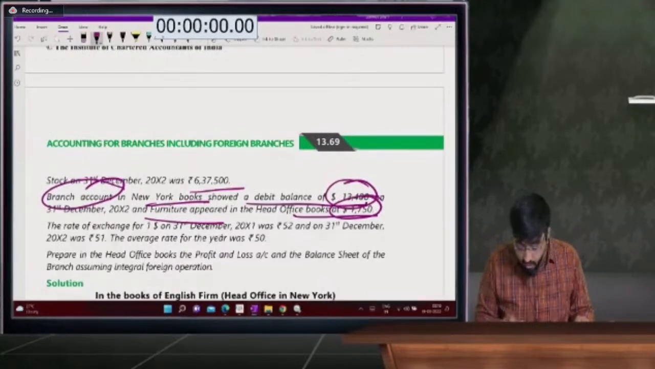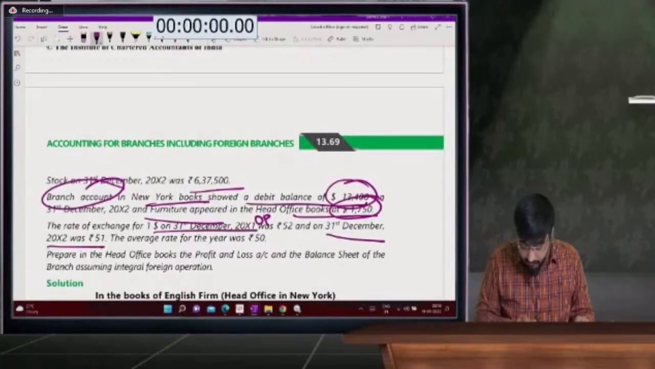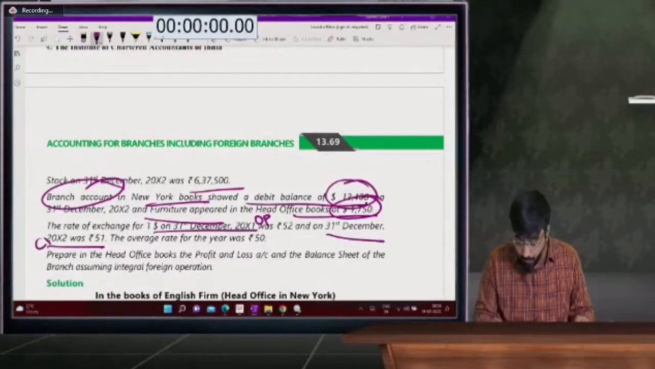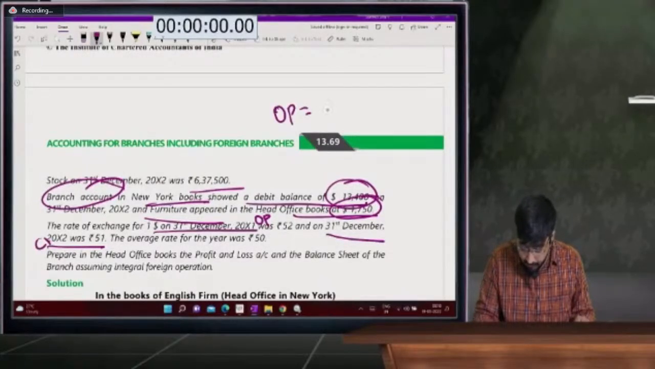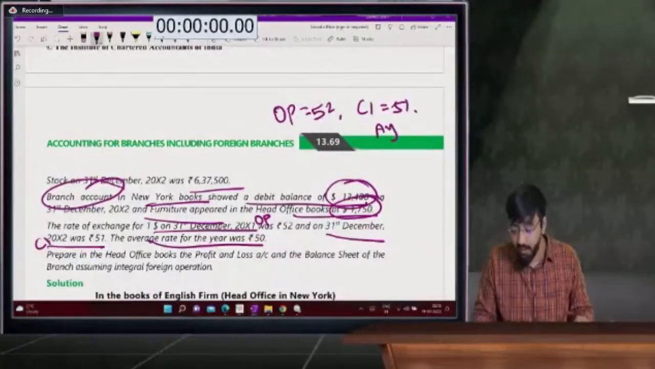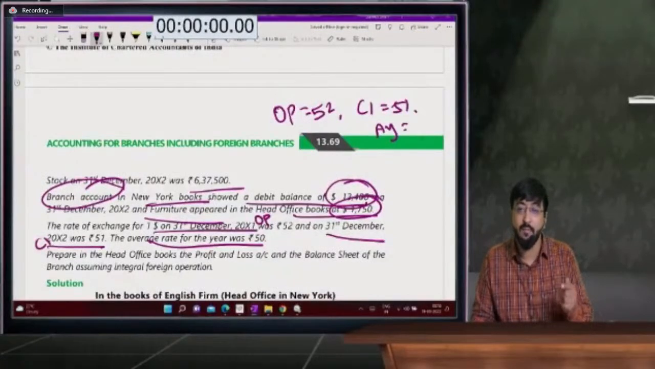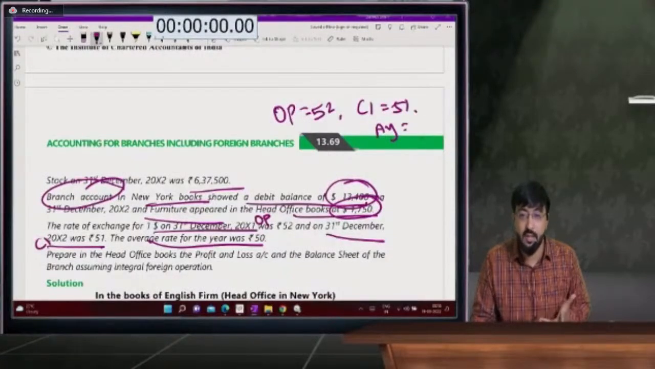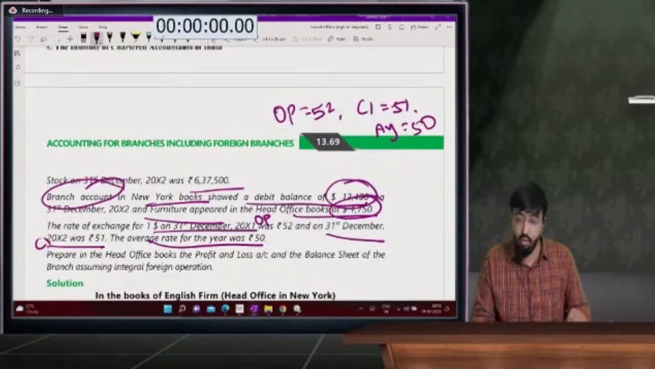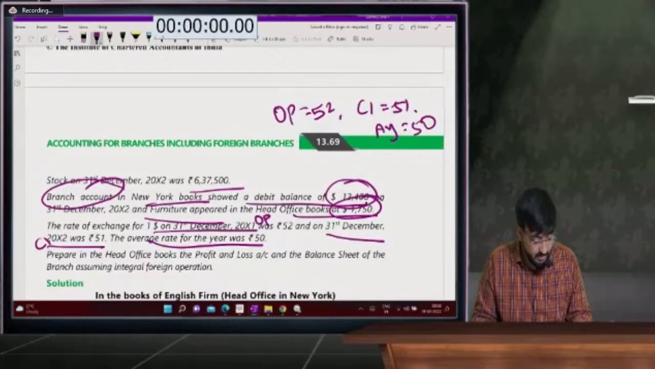The rate of exchange on 31st December 2001 is the opening rate, and 31st March 2002 is the closing. So opening is 52 and closing is 51, and the average rate is given. Don't calculate it. If nothing is given, then you take 52 plus 51 upon 2. If the average is given in the question, consider what is given. The average throughout the year is 50 rupees.